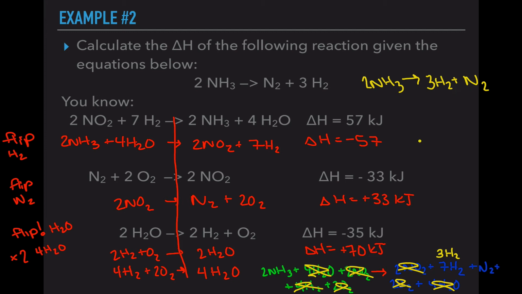So that means I have to take these delta Hs and combine them. So I have negative 57, positive 33, and positive 70. And when we put those together, we have a total delta H value of 46. So this equation has positive 46 kilojoules, which means that it is absorbing 46 kilojoules from its surroundings. So this is technically our final step.